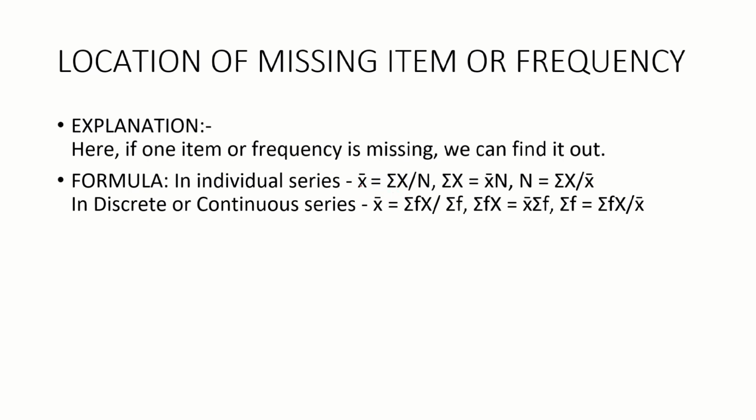When you put this x with a bar on top over here, and put the sum of all quantities over here, we know that the arithmetic mean multiplied by the number of quantities equals the sum of all the values. And like that, the number of quantities equals the sum of all values divided by the arithmetic mean. Now in a discrete or continuous series, it's basically this formula and we just exchange the places. Using these different formulas, we can find out if any frequency is missing.